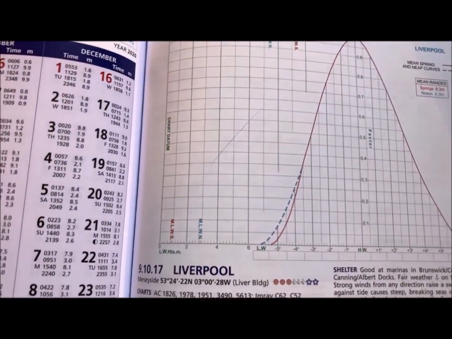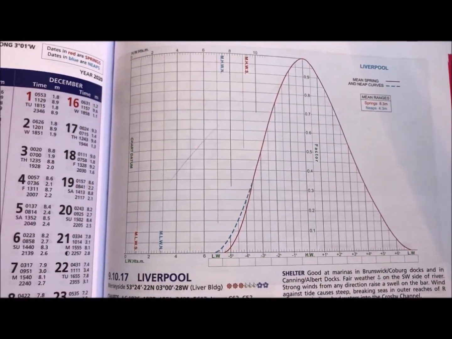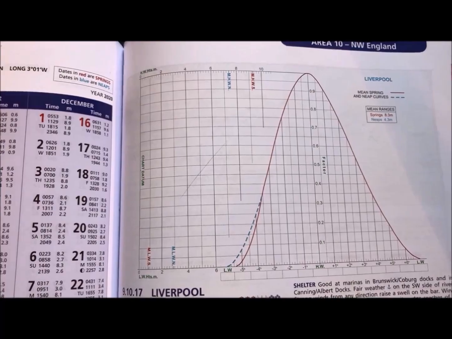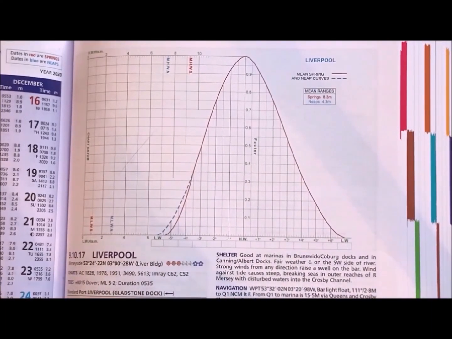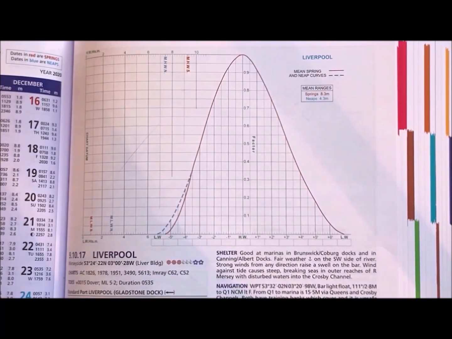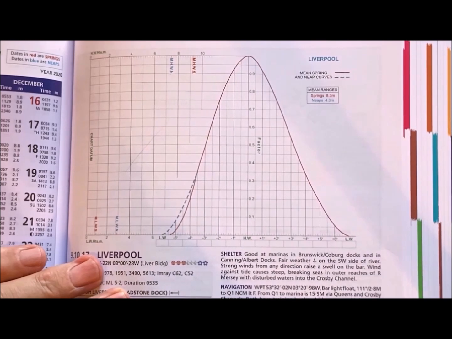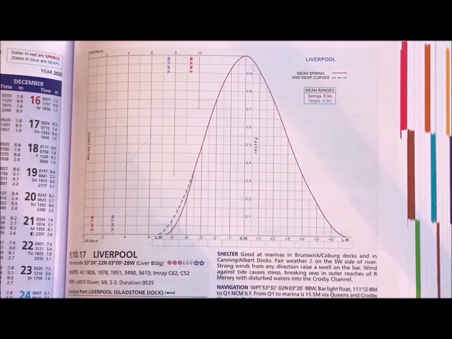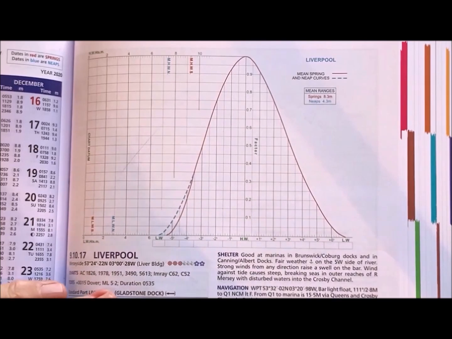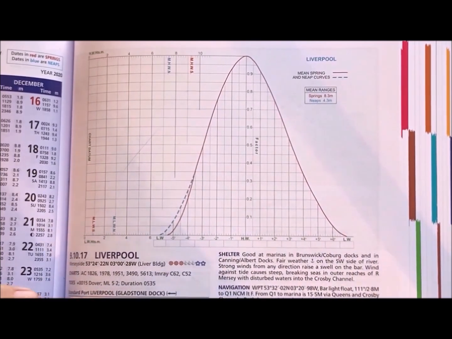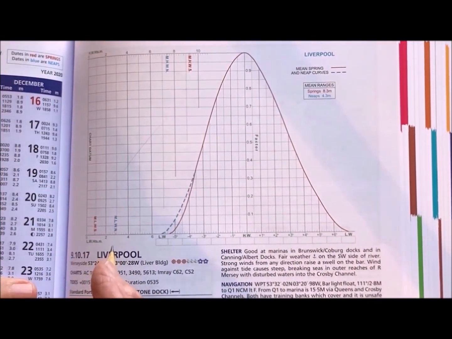We zoom in on it. That's what it looks like. Okay, now what we're looking at here is what's called a tidal height curve. This gives us all the information we need to find out what the tide is doing between high and low water. And to use it, we proceed as follows.